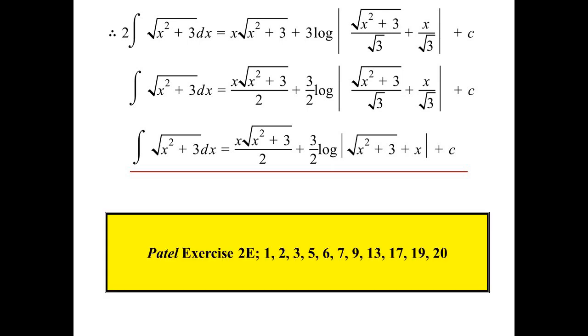There's our answer. Now, this comes out of the old Patel textbook. There's not an exercise on it in the Cambridge. Not sure why not. It's a handy thing to use. But we'll have a go at some of these.